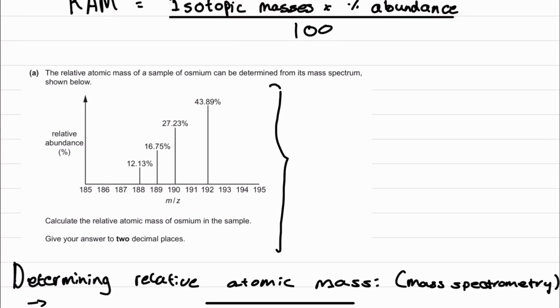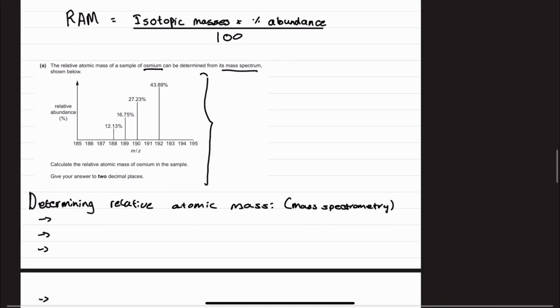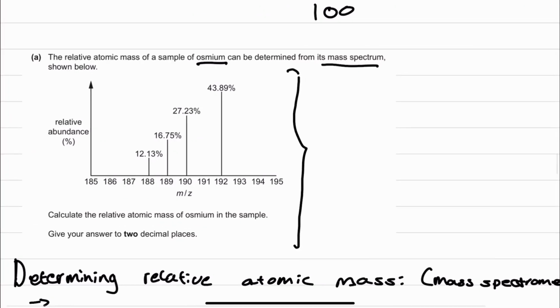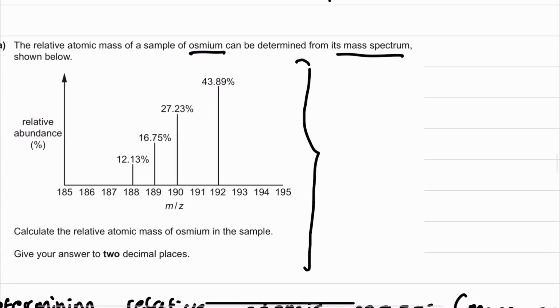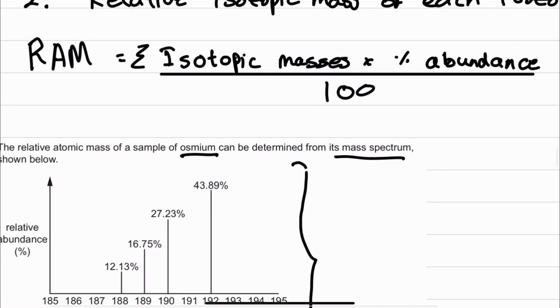Right, so using this as an example, we'll do this question. The relative atomic mass of a sample of osmium can be determined from its mass spectrum, shown below. So, mass spectrum we've already talked about. It shows the relative abundances of each isotope at their mass. Calculate the relative atomic mass of osmium in the sample. Well, let's start this with using the equation. So the equation says isotopic masses times their percentage abundances. Well, ideally this should be sum of.